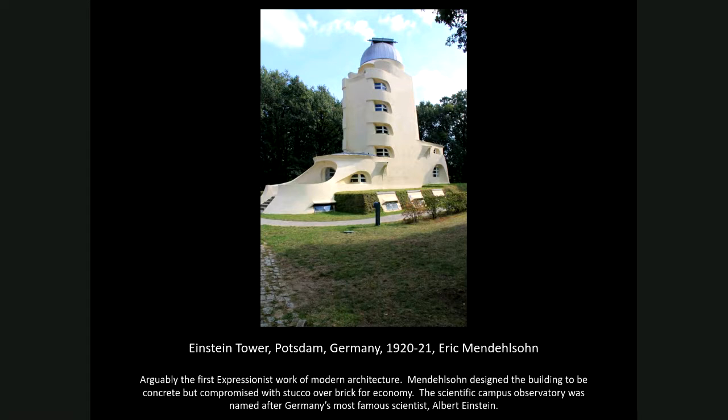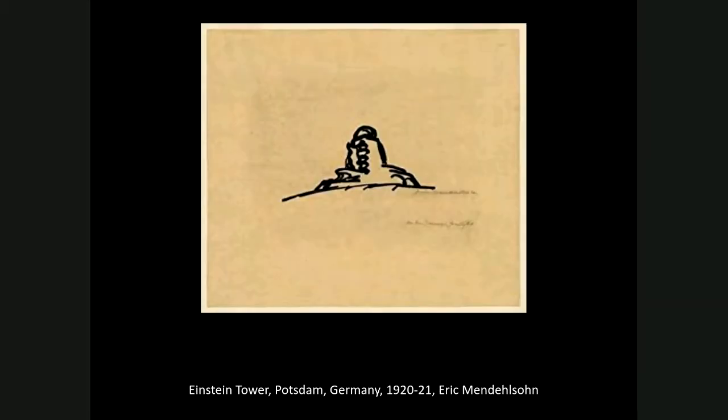He wanted to do this in concrete, but the client couldn't afford that, so he wound up doing it in brick and then sort of covering it all with stucco, which allowed him to create this molded plastic form. And it's called Einstein Tower just because it's a scientific site and Einstein was famous, and so they thought, let's call it after Einstein. I don't think it had anything to do with the center here.